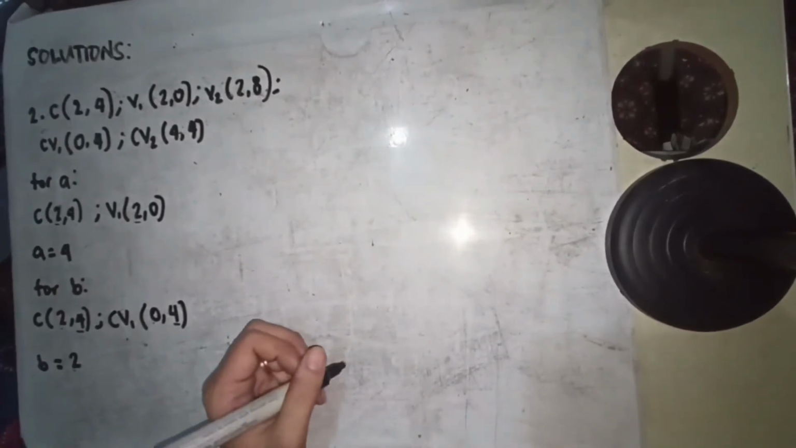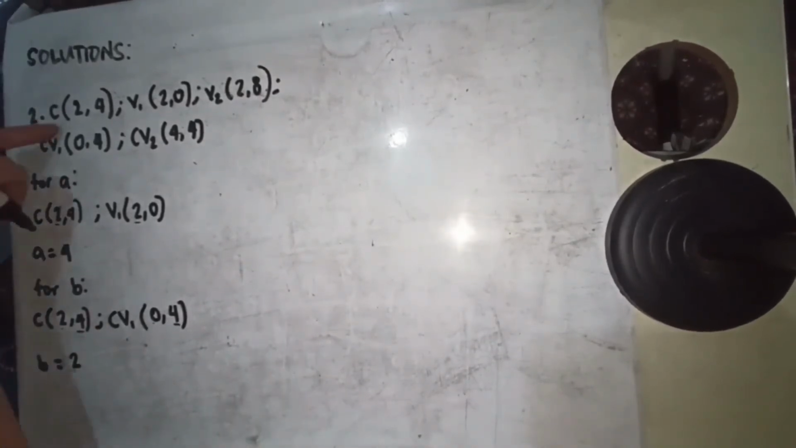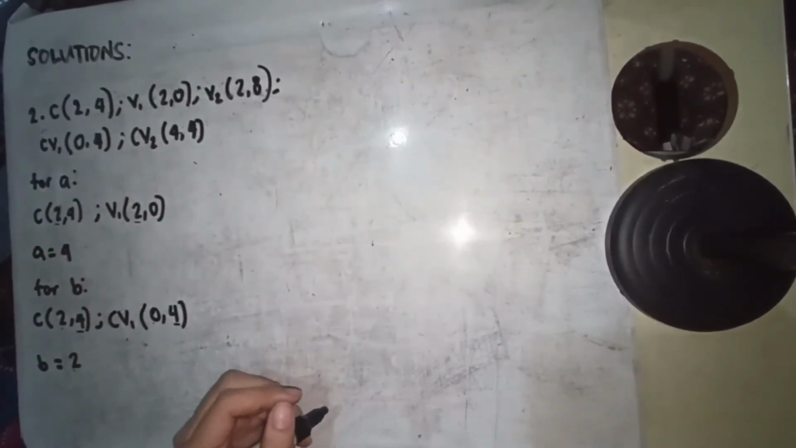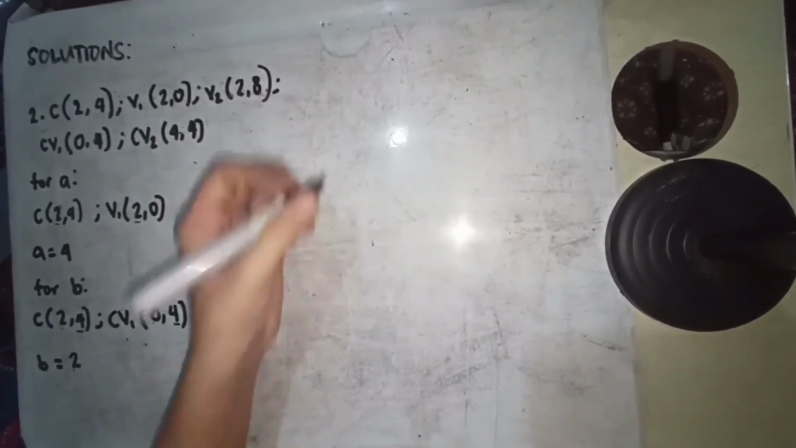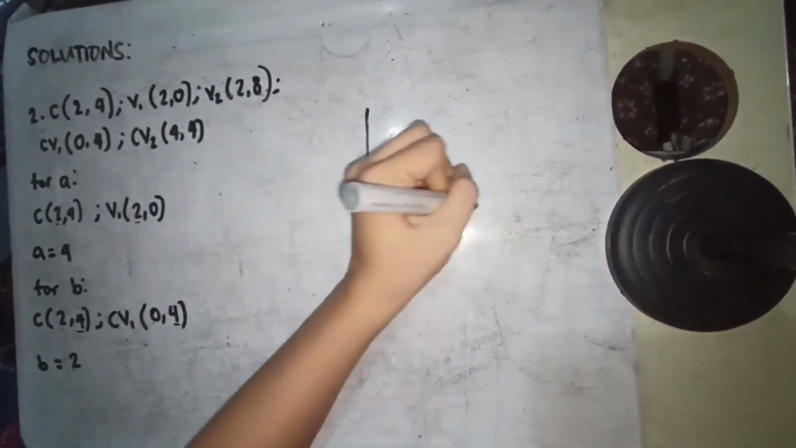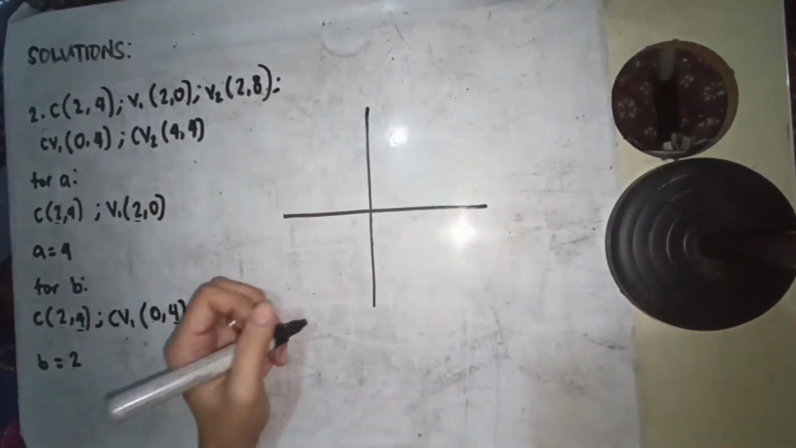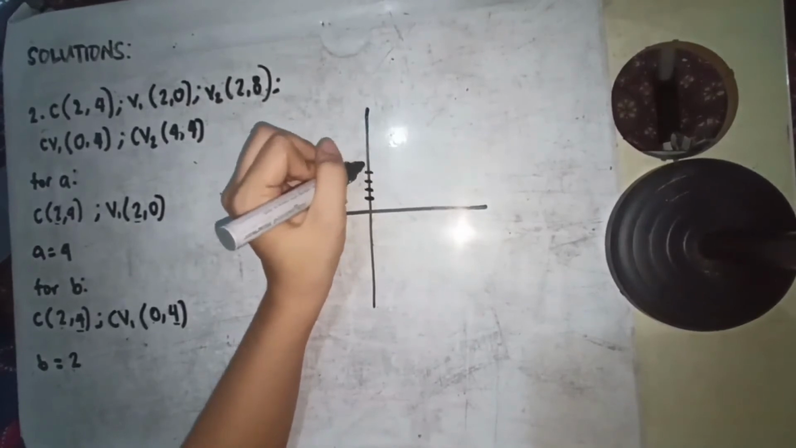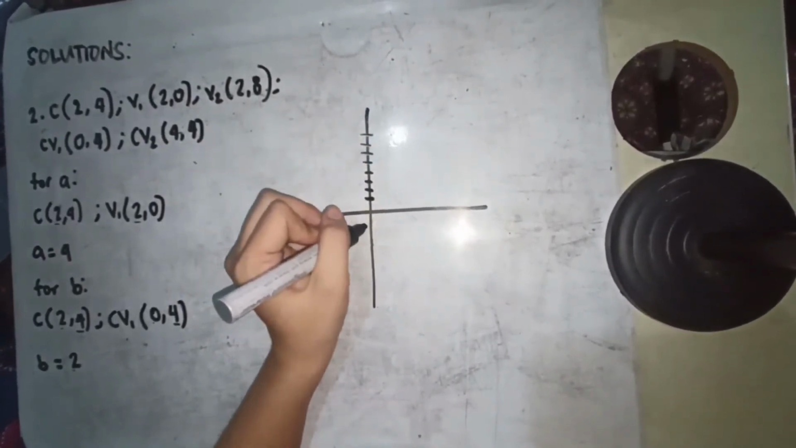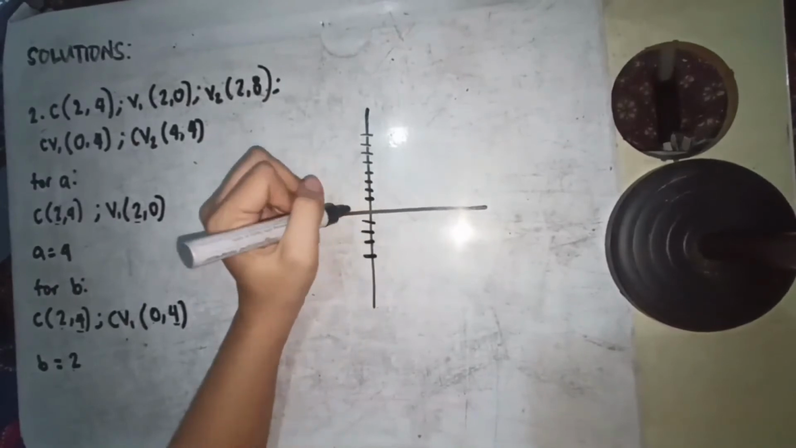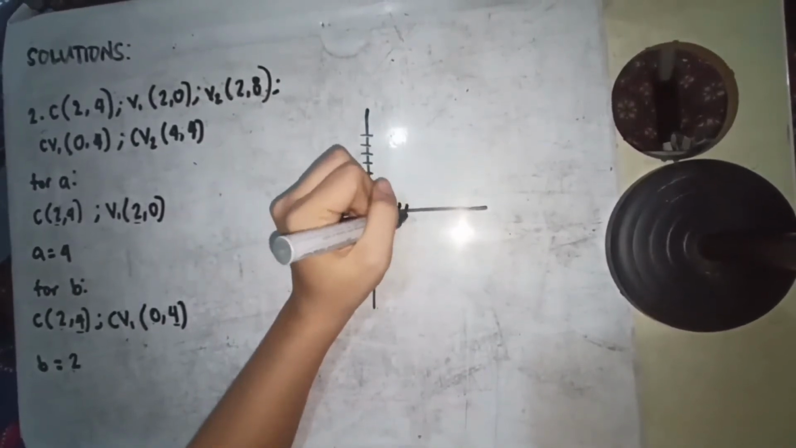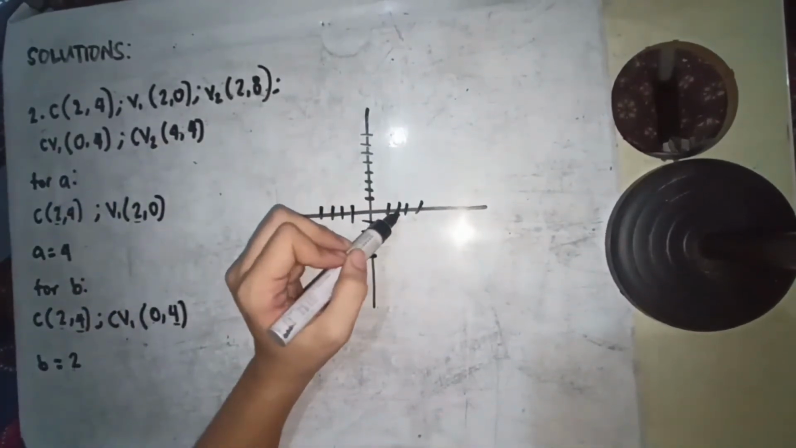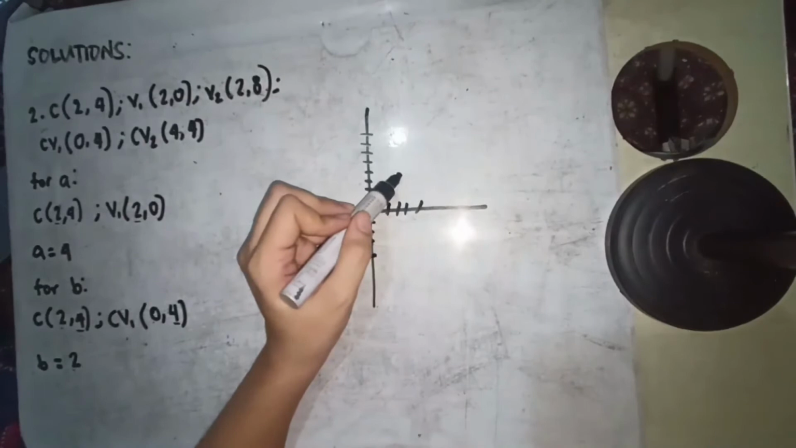Okay, next, we have A, we have B, we have C. Now, let us visualize whether our ellipse is vertical or horizontal. Okay, so we have 1, 2, 3, 4, 5, 6, 7, 8. 1, 2, 3, 4. Okay, our center, we have 2 and 4. So, 1, 2, and then 1, 2, 3, 4.